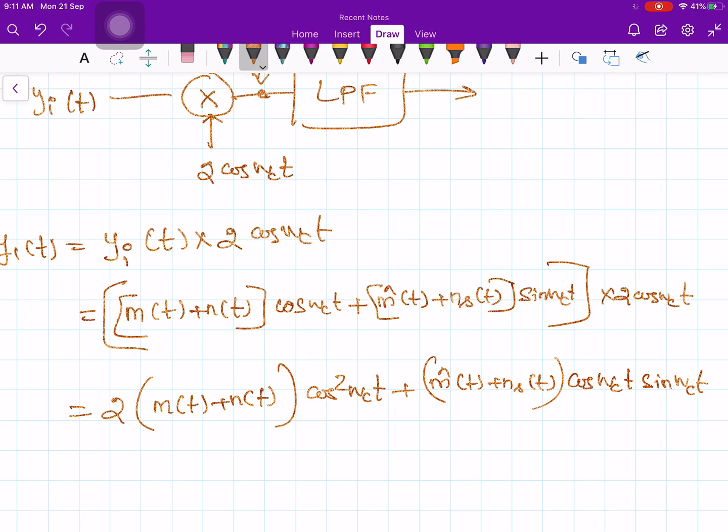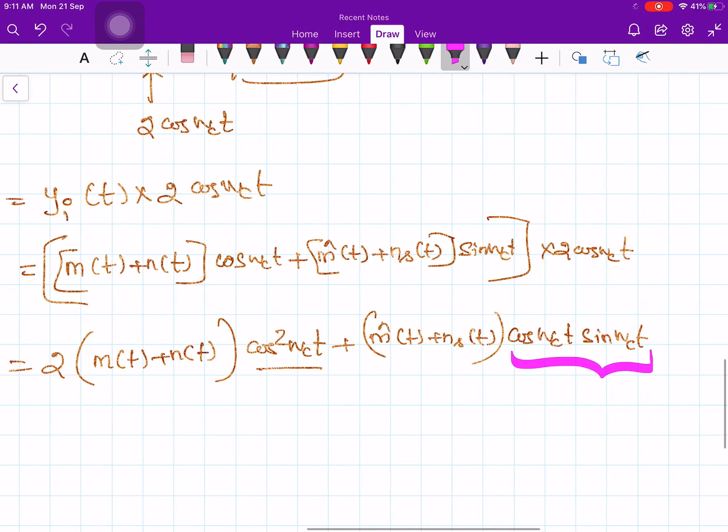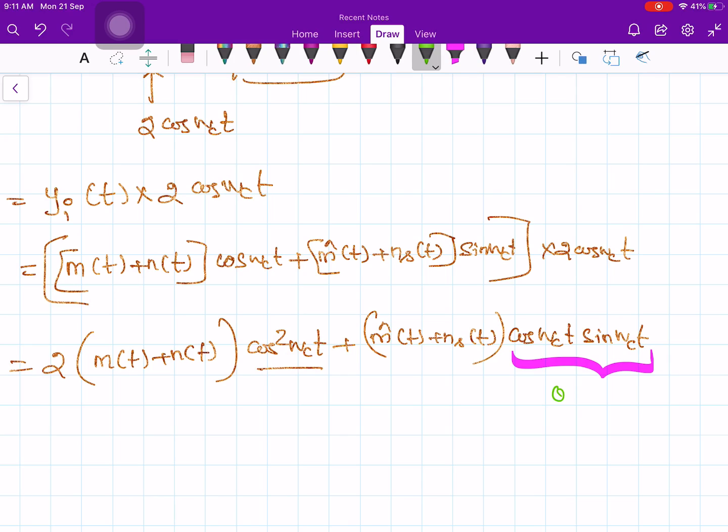Now how do you simplify this expression? What will be the output of your product multiplier now? See, here I have cos square omega ct. I can write it in terms of 1 plus cos 2 omega ct. Okay, but what about these two terms? Sin omega ct and cos omega ct both are orthogonal signals. Orthogonal means their product will be 0. So therefore the second term will disappear.